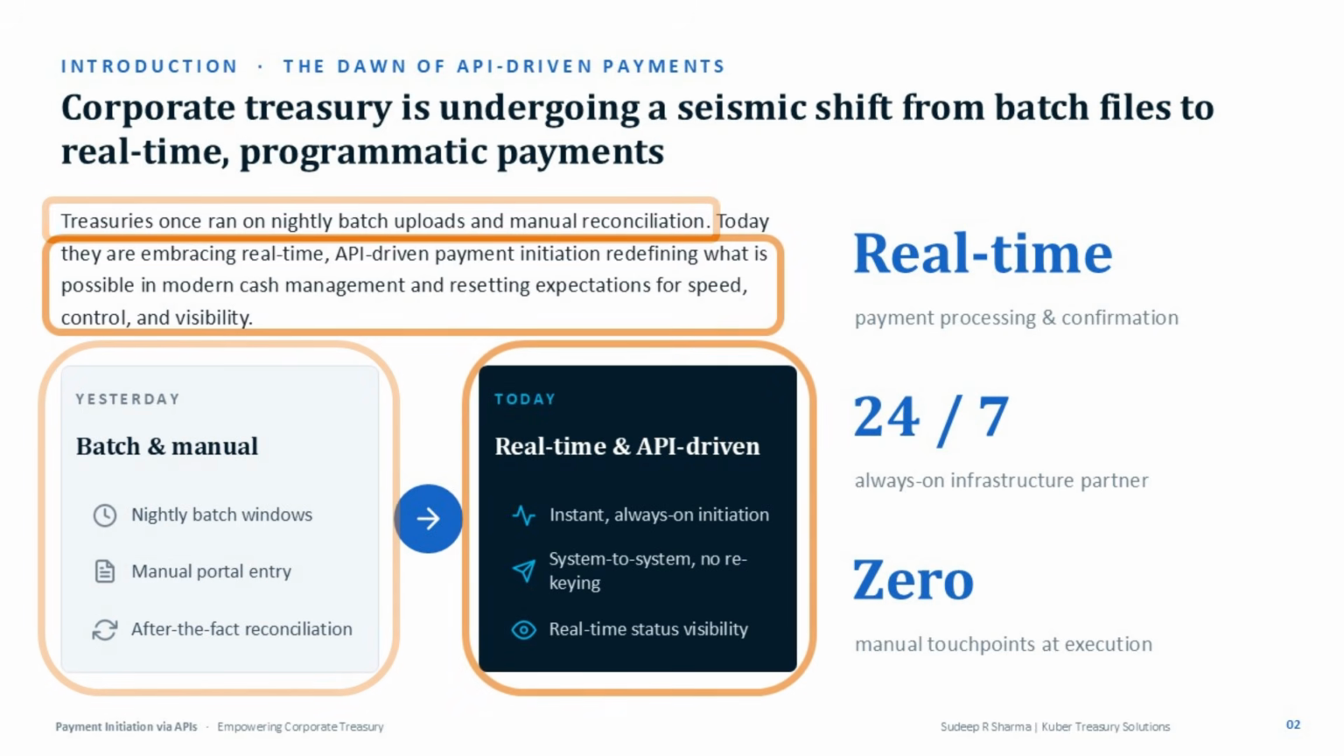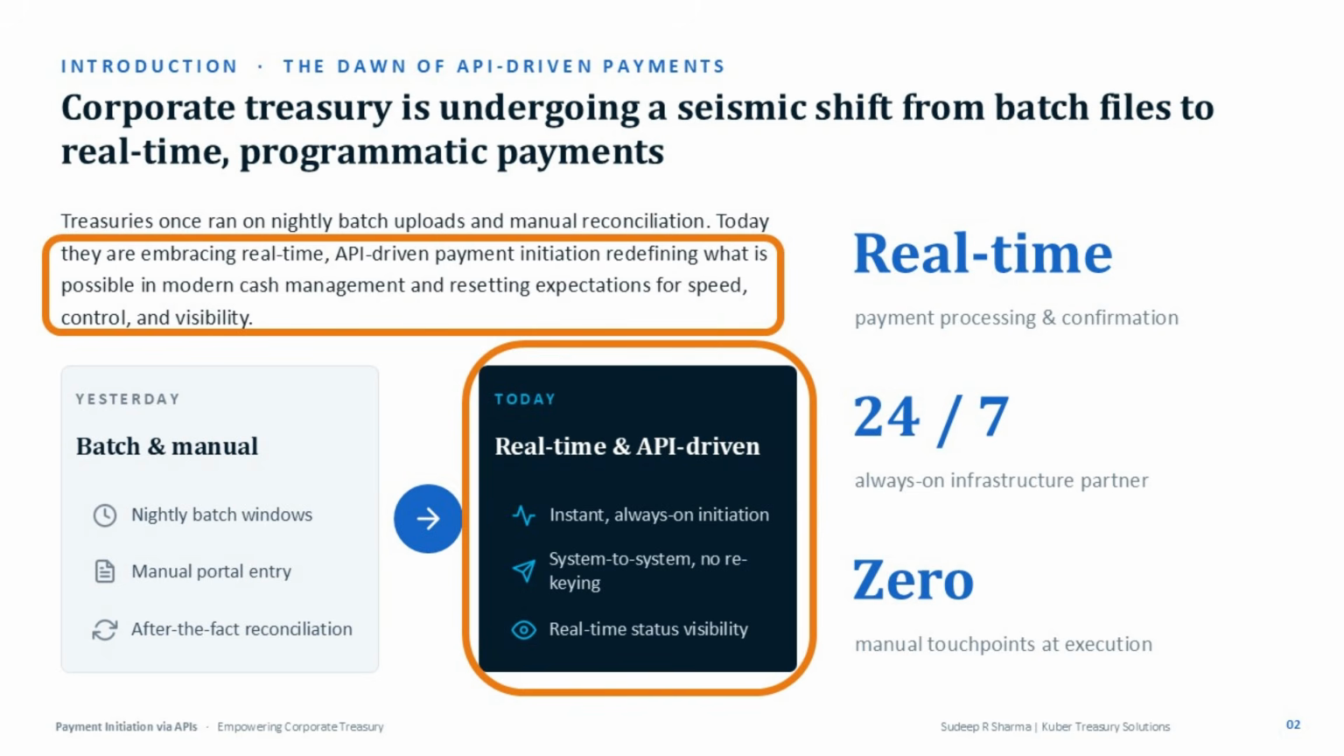Okay. So today, companies are moving toward more real-time and API-based payment processes. So instead of a person moving information from one system to another, the company's system can send information directly to the bank. That means fewer manual steps. It can also mean faster payment processing, faster status updates, and better visibility into what is happening, right?